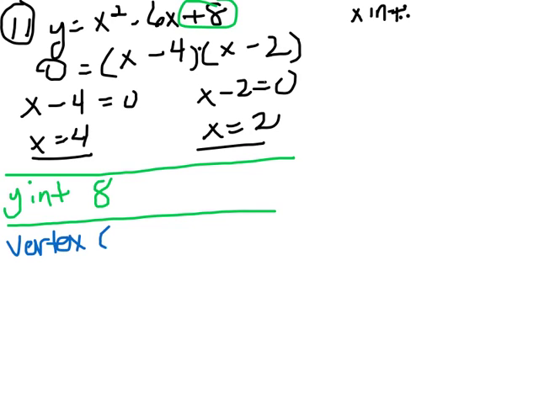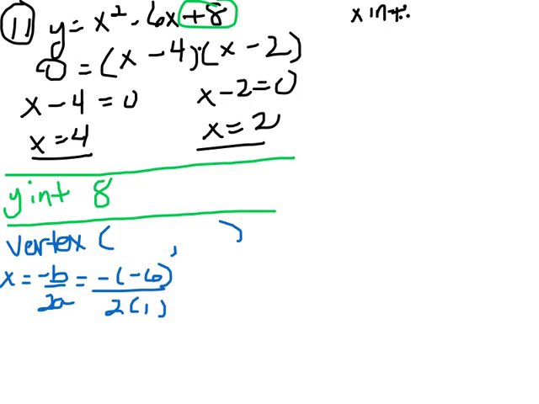The x-coordinate of my vertex I find by plugging in negative b over 2a. Up above, my b is negative 6. My a is the invisible 1. I'll write it out front. So that's 6 over 2, equals 3. So my x-coordinate is 3.